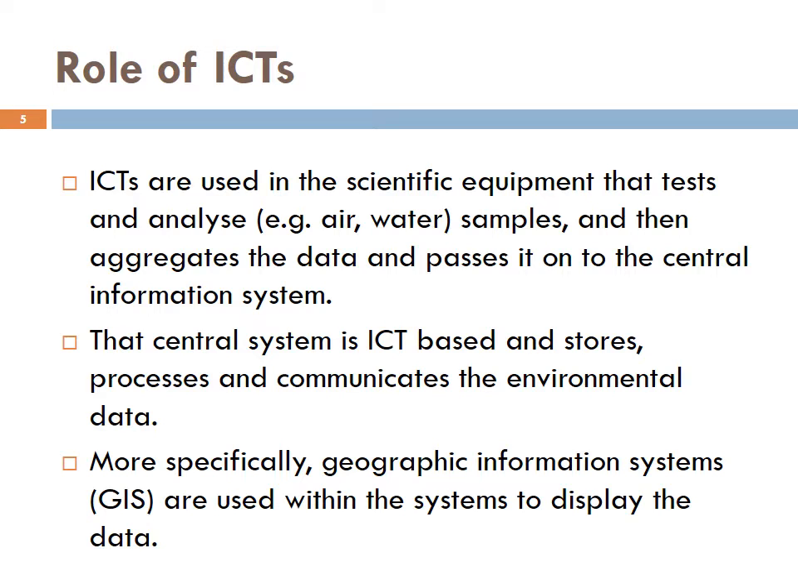ICT is used in the scientific method that tests and analyzes air and water samples and then aggregates the data and passes it on to the central information system. That central system is ICT based and stores, processes, and communicates the environmental data. More specifically, Geographic Information Systems (GIS) are used within the system to display the data.